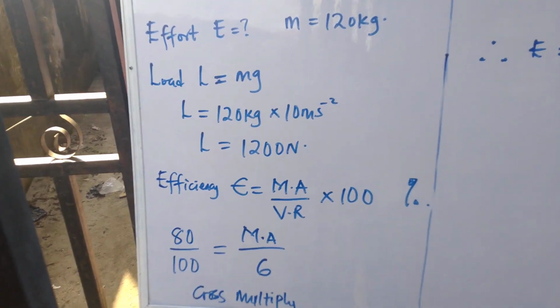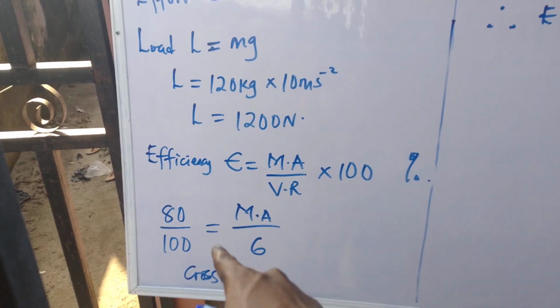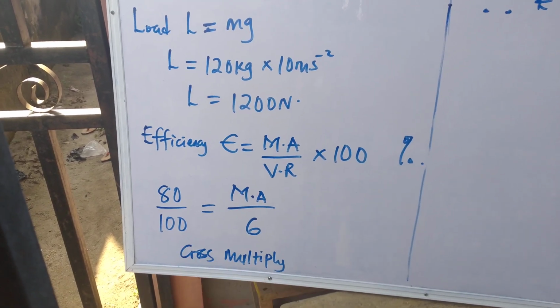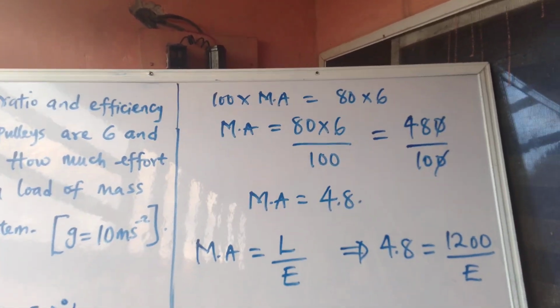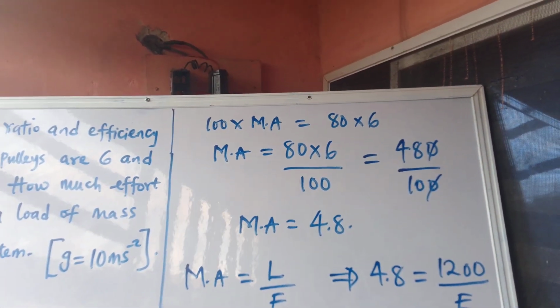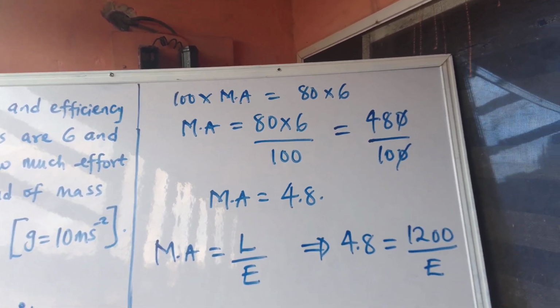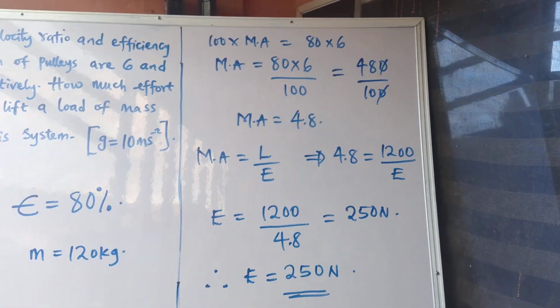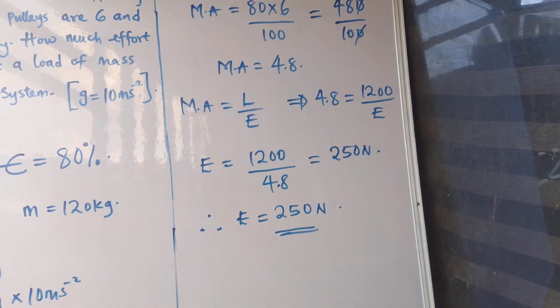The velocity ratio is 6. Then I had to cross multiply. When I cross multiplied, this 100 will multiply MA and 6 will multiply 80. So that gave me 100 times MA equals 80 times 6. Dividing by the coefficient of mechanical advantage, MA equals 80 times 6 divided by 100. That is, mechanical advantage is 4.8. So finally we solved, and then we arrived at 250 Newton.